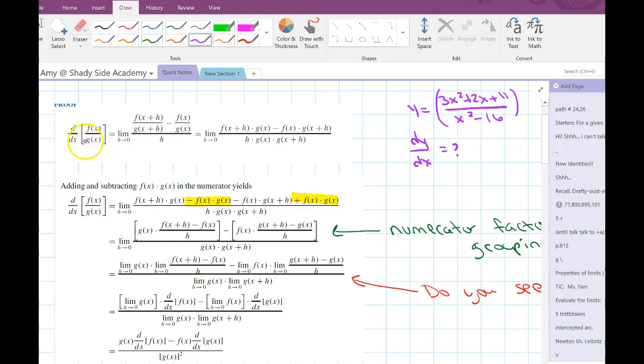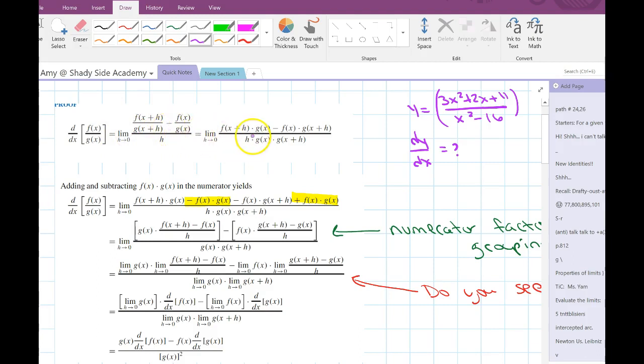The first thing that's done from here to here is look what they use. They use the definition of the derivative. Okay? If you look at this, this is just f of x plus h minus f of x all over h, and g of x plus h minus g of x all over h. Okay, so this is just the definition of the derivative. Okay, and this is kind of neat too. Look what they did here.